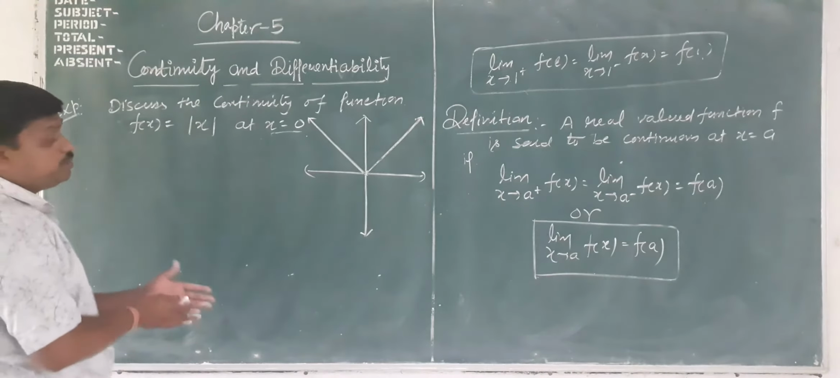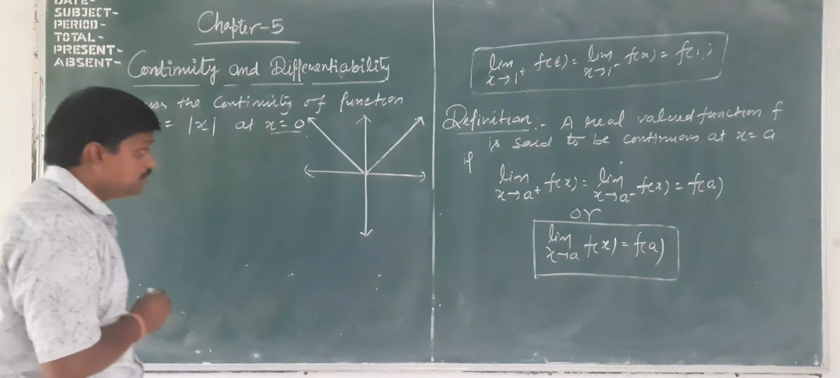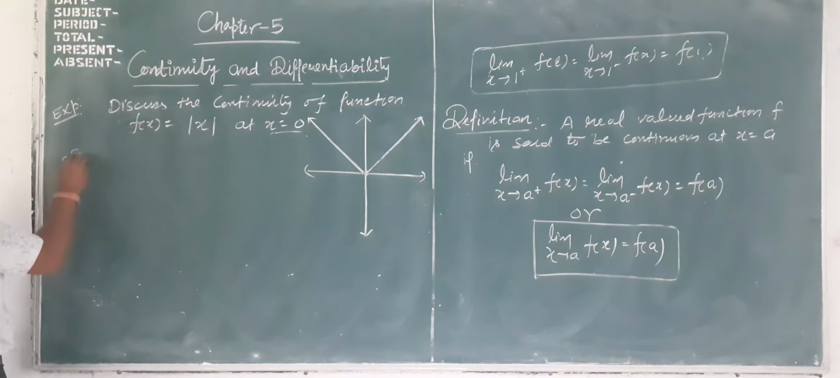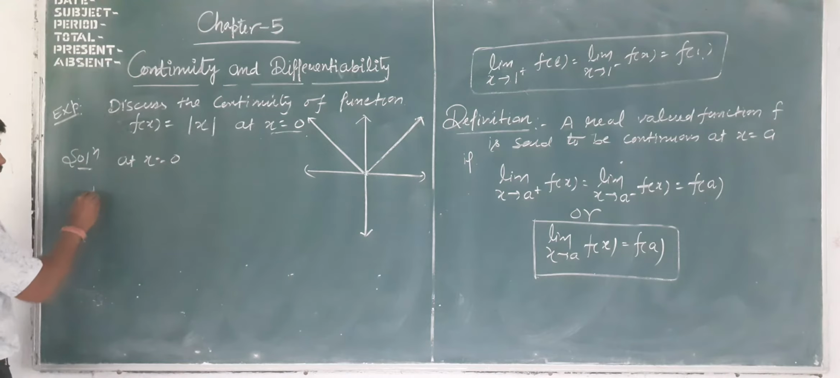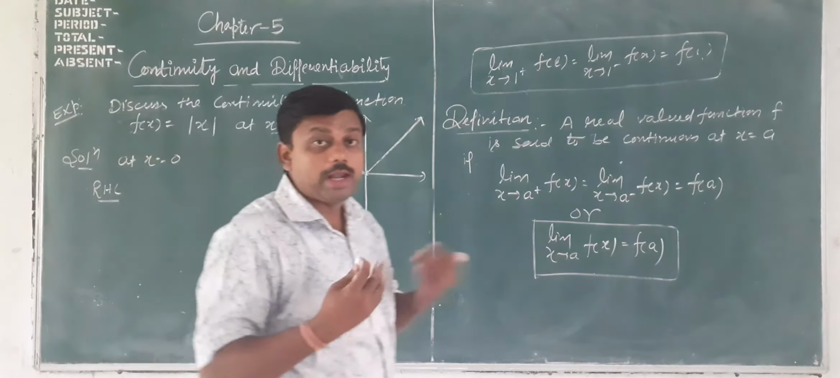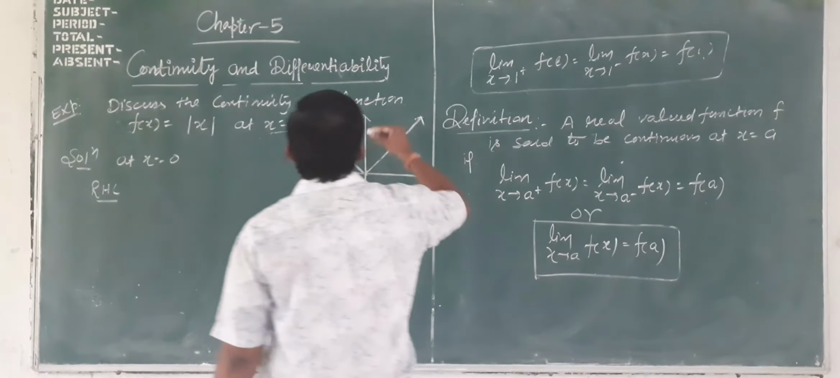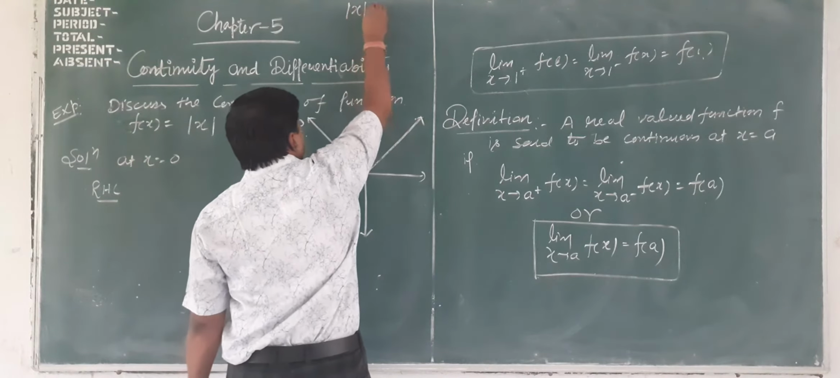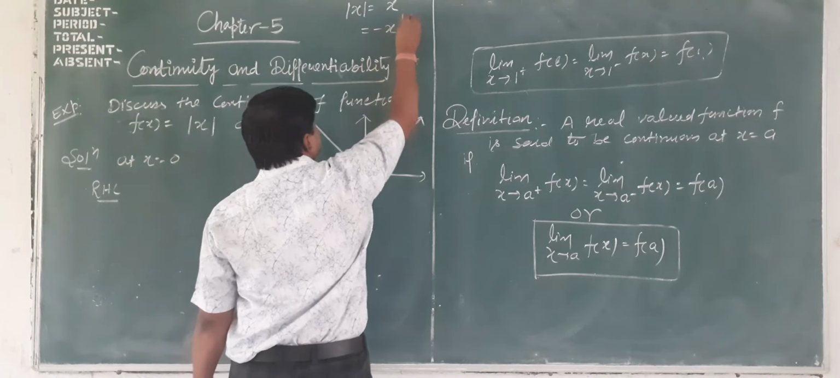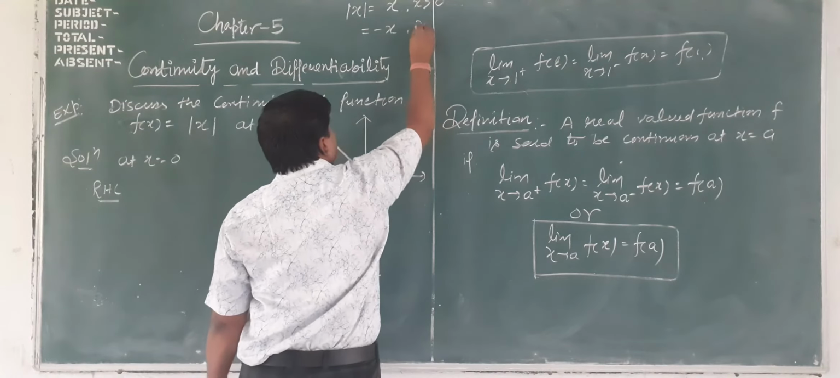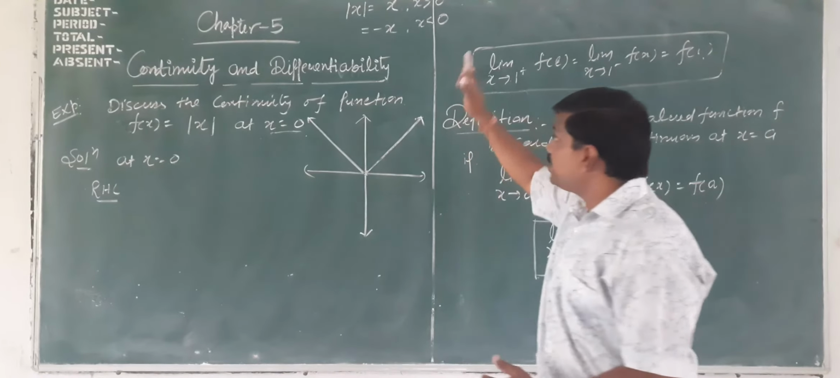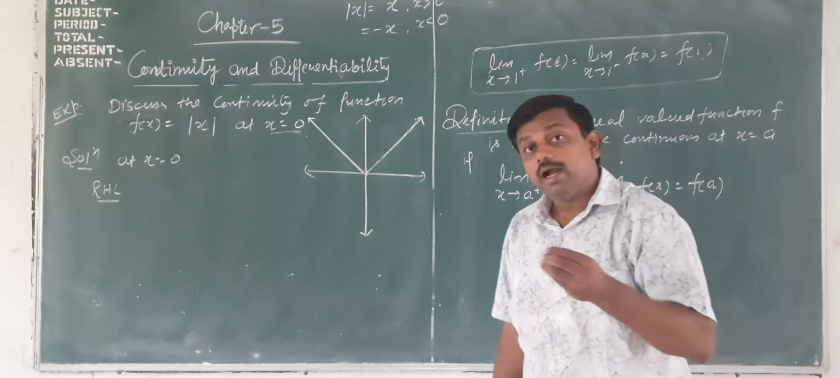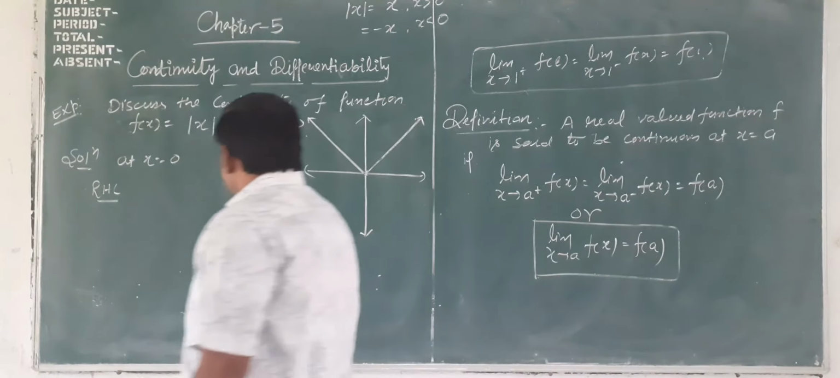So by using that method to check the continuity of any function, at x equal to 0, first we shall discuss what is the value of modulus function. Modulus function, mod x equal to x or minus x, for x greater than 0, x less than 0. ये हम आपको क्लास 11 में डिस्कस कर चुके हैं. फिर भी मैंने आपको एक बार बता दिया, mod x is equal to x and mod x equal to minus x.